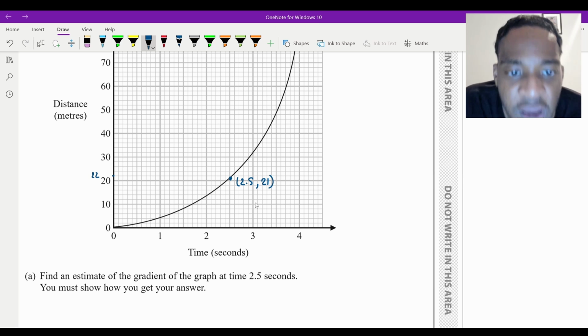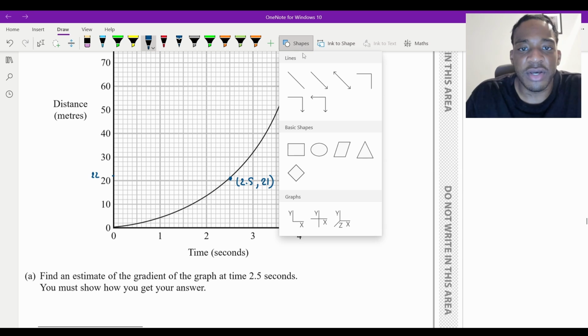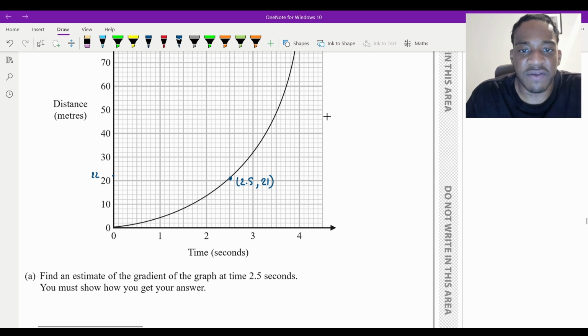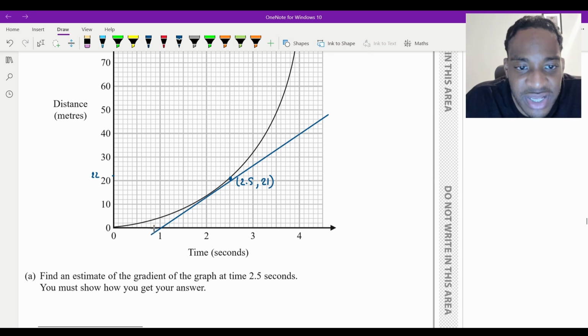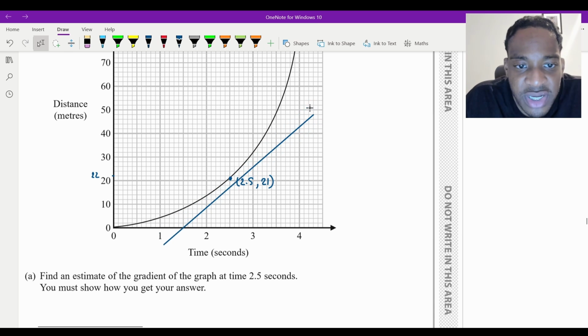That's 1 point. Now I need to draw a tangent through this point. So I'm going to get a line and then draw a tangent through it. Hopefully it shouldn't be too bad. It's going to be something like that. Okay, that's a bit too steep. Let me do it like this to draw it a bit nicely. I don't have a ruler, so bear with me.